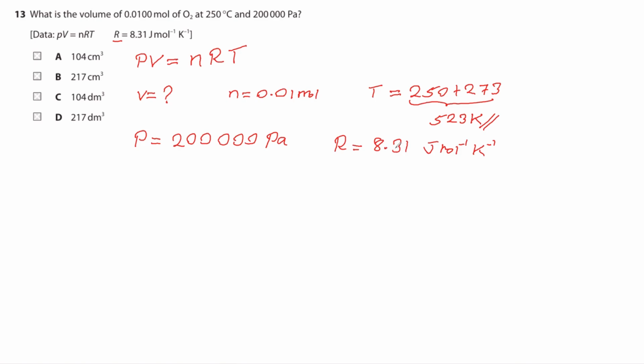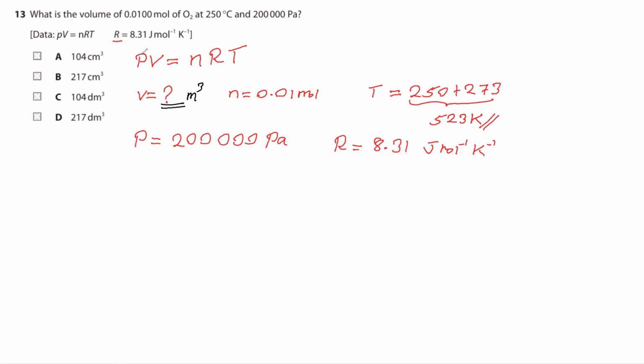If you have all the values in the right units, you will get your answer in cubic meters. Remember that. If you put number of moles in moles, temperature in absolute temperature, that means in Kelvin, pressure in Pascal or newtons per square meter, so it's the same, and R 8.31, you get the volume in cubic meters.